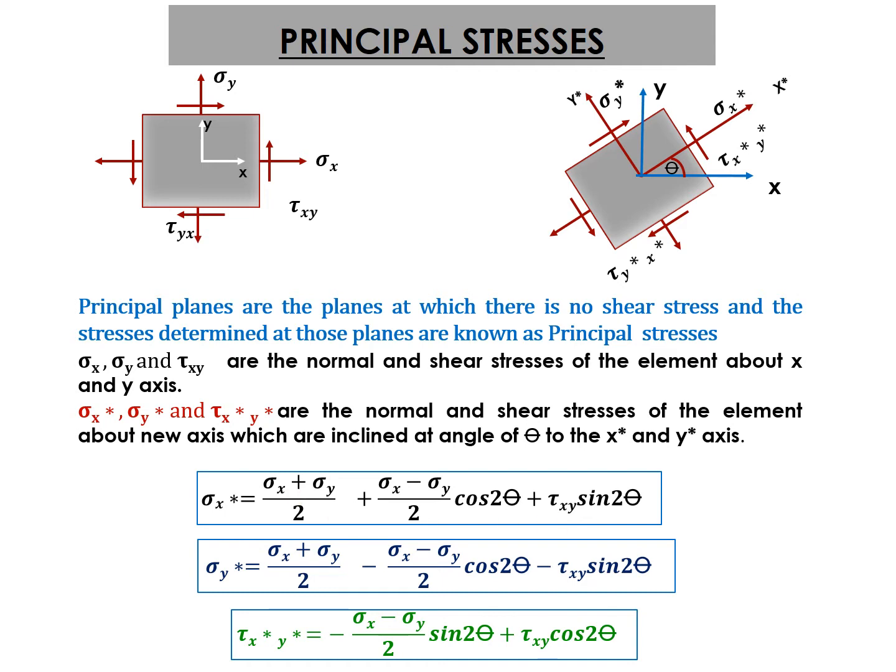So we shall remember these equations. These are the mother equations, generalized equations. So just summarizing what we learned: with the given sigma x, sigma y and tau xy, we can find out the normal and shear stresses at any newly rotated axis. So let's move ahead.